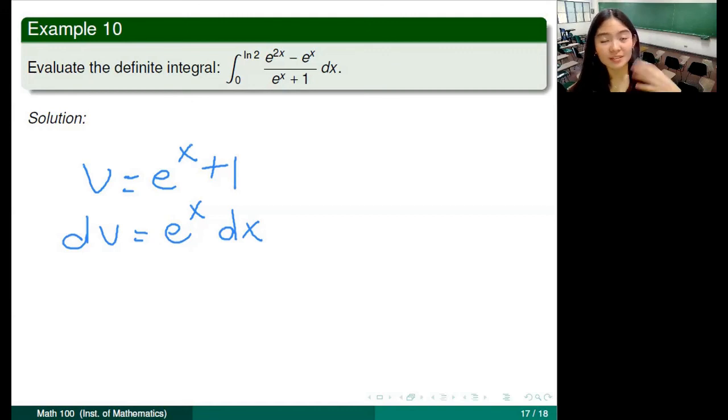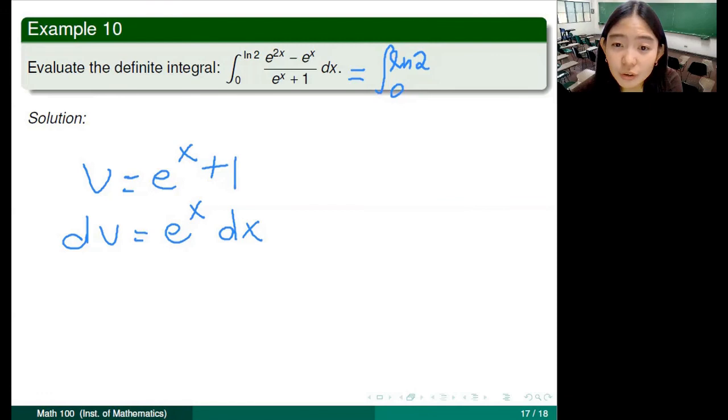Kasi if so, then ma-absorb lang siya ni du at masisimplify. Sa ating numerator, actually, there's a common factor of e raised to x that we can factor out dun sa expression sa numerator. And pag na-factor out na natin yung e raised to x na yun, pwede natin siyang i-combine kay dx and then that will be absorbed by du already. I-factor out ko yung common factor na e raised to x dito so that I can make it appear and use that for my du.